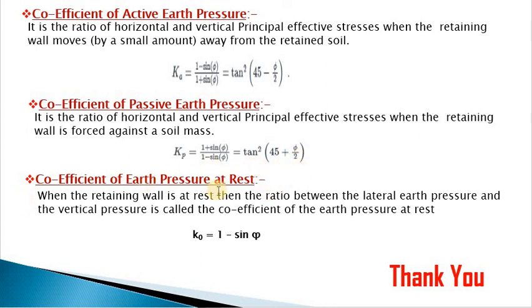Now, what about earth pressure at rest? When the retaining wall is at rest, at that time the ratio between lateral earth pressure, meaning horizontal principal effective stress, divided by the vertical principal effective stress or vertical pressure, is called the coefficient of earth pressure at rest, and K0 is equal to 1 minus sin phi.